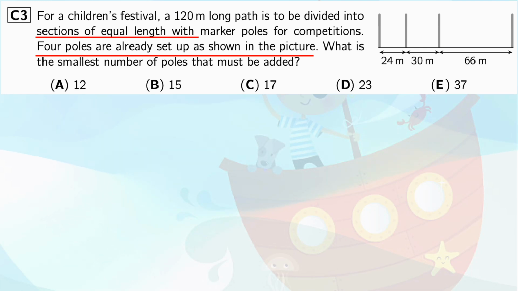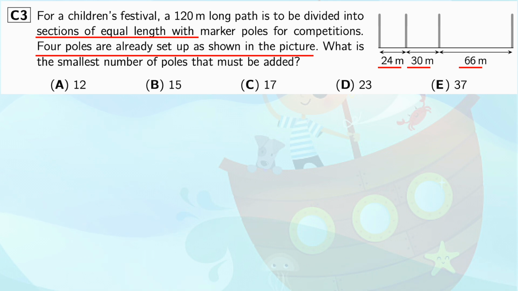For a children's festival, a 120-meter long path is to be divided into sections of equal length with marker poles for competitions. 4 poles are already set up as shown in the picture. What's the smallest number of poles that must be added? The text states that a 120-meter long path is divided into equal sections using poles. This means we need to choose a spacing between the marking poles that works for the entire path without leaving a remainder. But what spacing can be used so that 24 meters, 30 meters, and 66 meters are also divisible by this spacing?